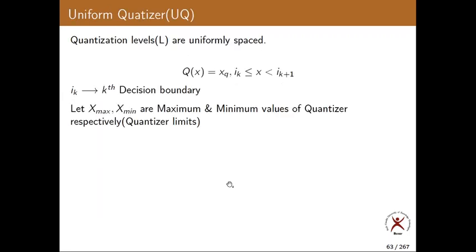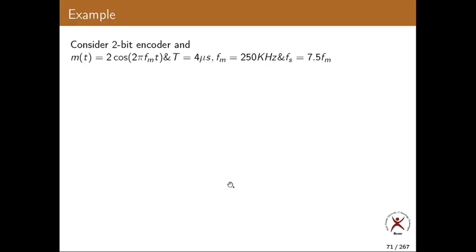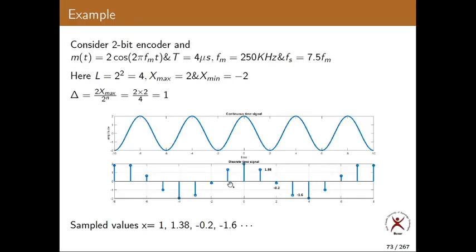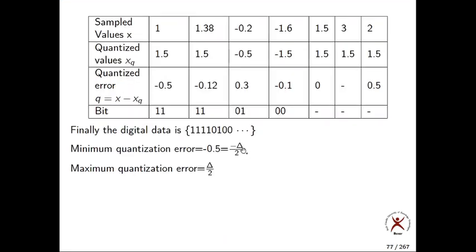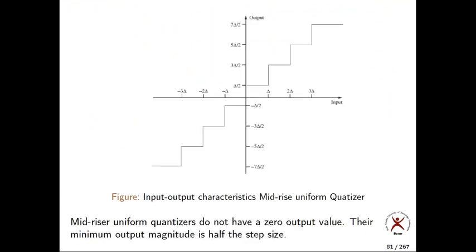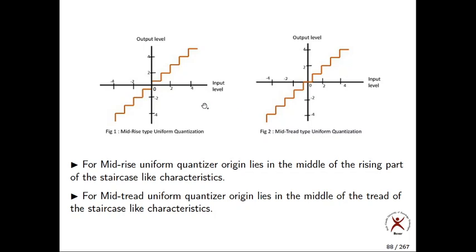Now, so that is about sampling, and we have seen quantization. It is of two types: uniform and non-uniform. In the uniform, the delta will be constant. In the non-uniform, the delta will be variant. In uniform also we have two types: mid-rise and mid-tread. So there are two types of uniform quantizers. The basic difference is what I told you already.